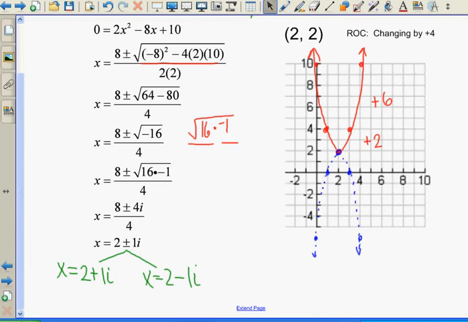So again, go to your axis. Think of the y-axis as imaginary numbers now. Right? So our x is our real, our y is our imaginary.